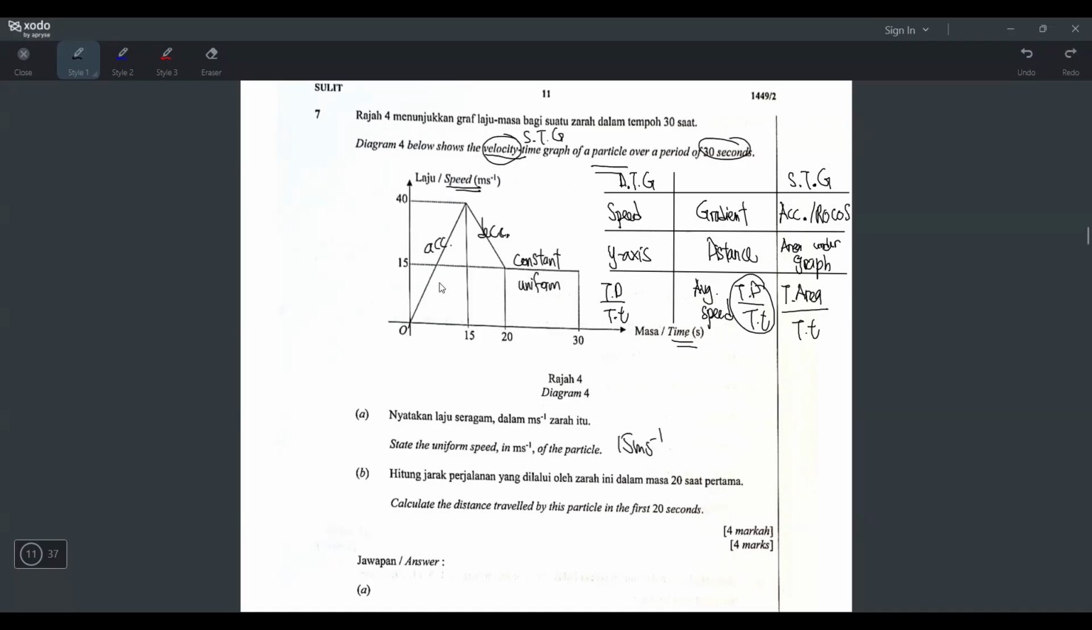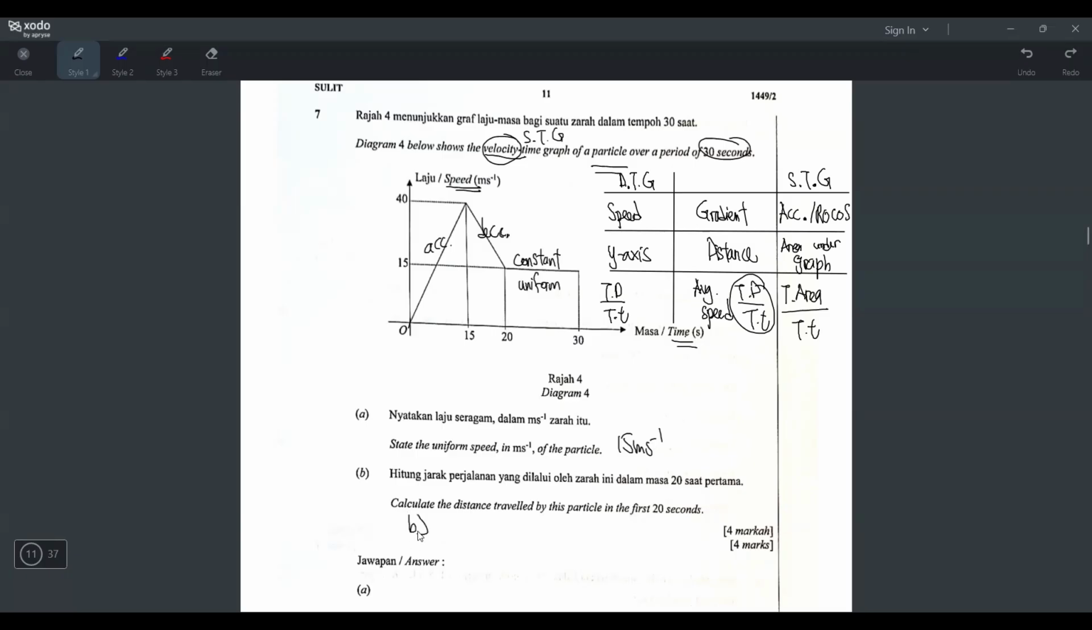Okay, sometimes they will ask for the duration of time. Let me change the question. State the time taken, or state the duration where the particle moves with uniform speed. If they ask for that, then you will take 30 minus 20. Because if they ask for the time duration for the particle moving with uniform speed, it will be 10 seconds, because they move with constant speed for 10 seconds, right? But this question they ask for speed, so it's 15.